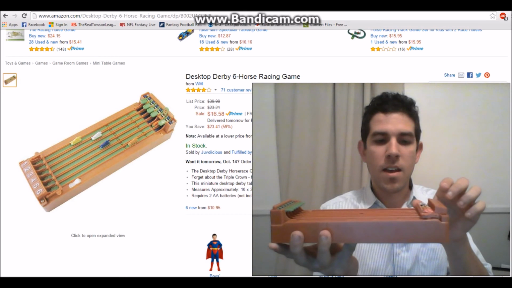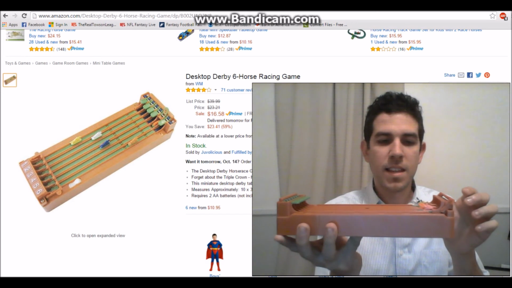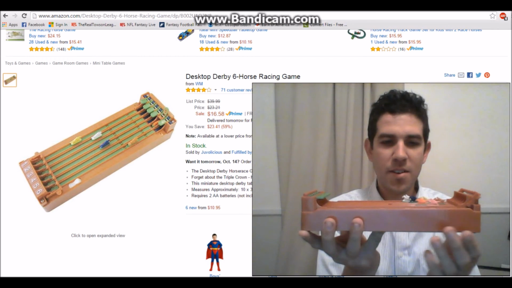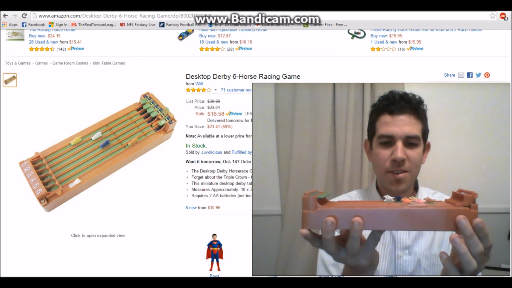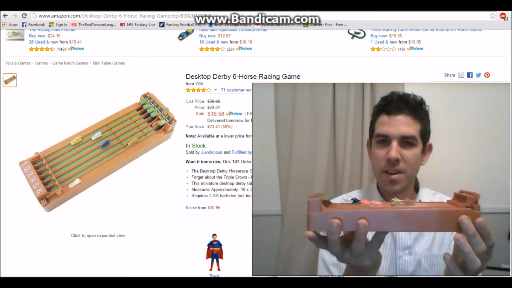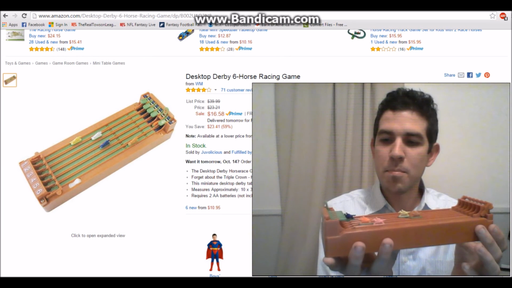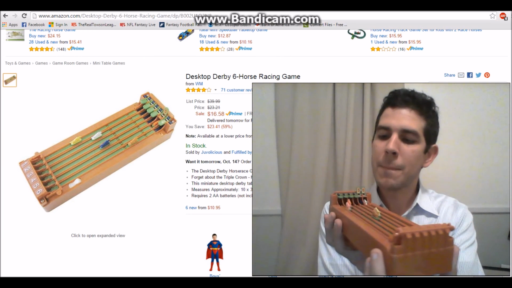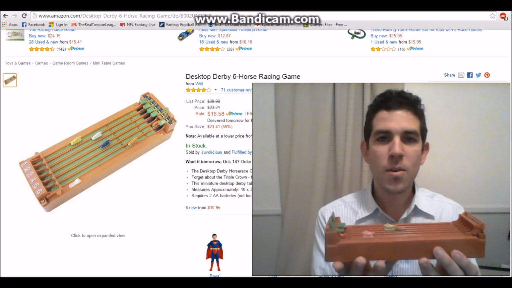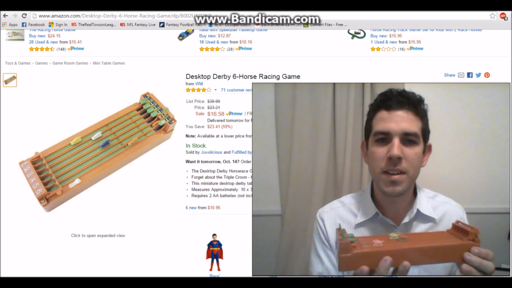Ready? And they're off. And then you basically try to see who gets to the end. Let's go yellow! Let's go yellow! Oh no, he's losing! Oh no, it looks like white and blue are gonna win. And orange is in third place. Well, that's it. Just an old game called Derby Race.